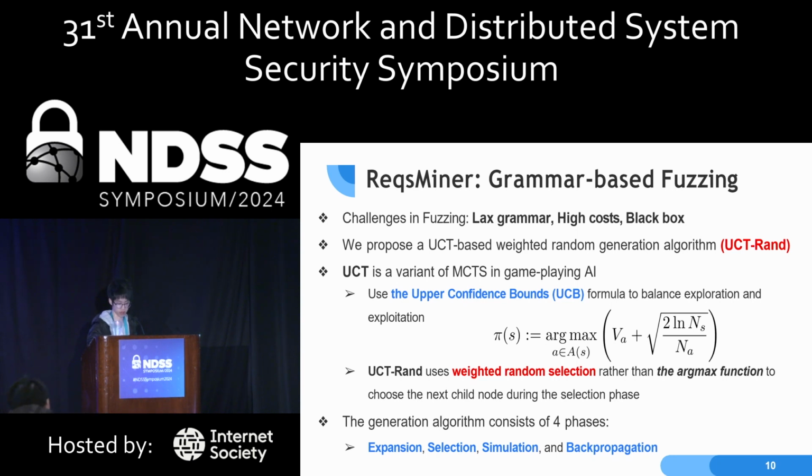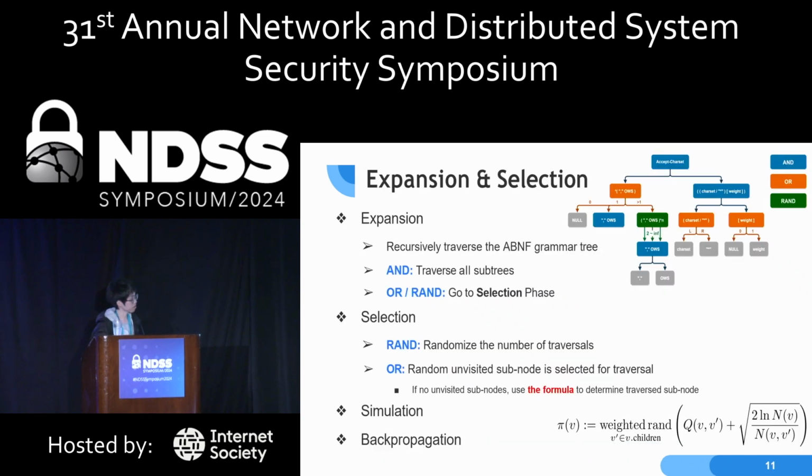To present the algorithm in a more understandable way, we divide the generation algorithm into 4 phases: expansion, selection, simulation, and backpropagation. In the expansion phase, the request generator traverses the grammar tree starting from the root node. The traversed nodes produce a derivation tree that corresponds to an HTTP request. When traversing, the request generator uses different strategies at different nodes. If it is AND, it will traverse all subnodes. Otherwise, the generator will enter the selection phase.